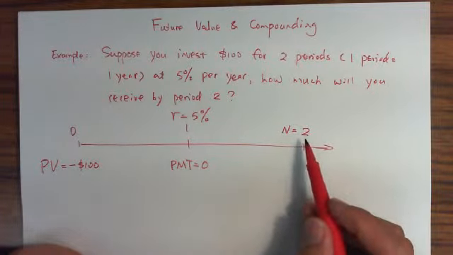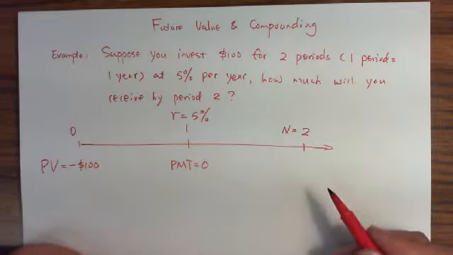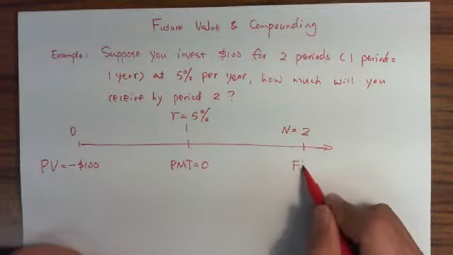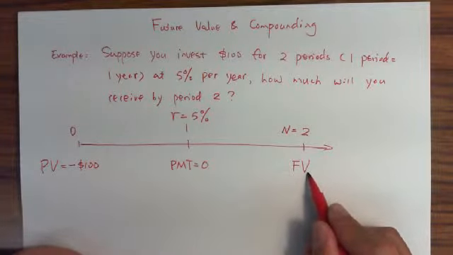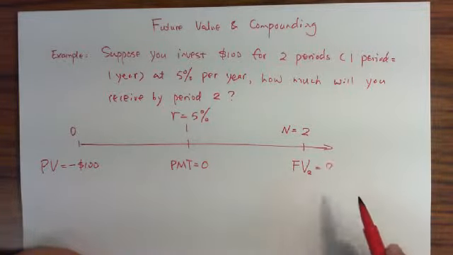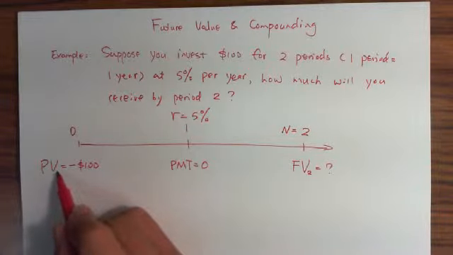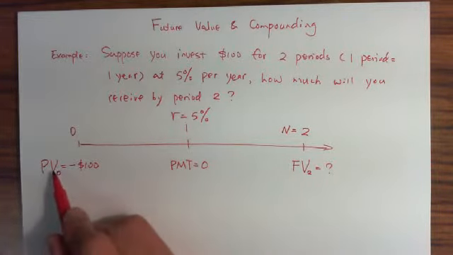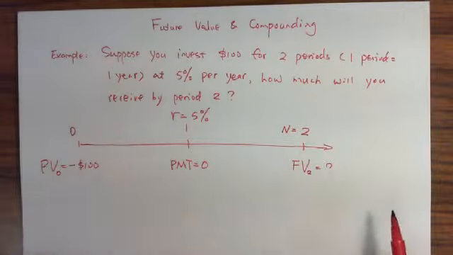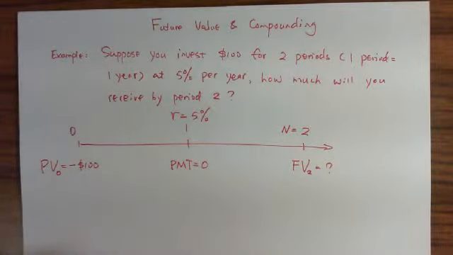So we have 4 elements given here. The only thing we don't know is the ending balance, how much we can get at the end. So the future value, I will put a 2 here. That's the ending balance at the end of the second period. So this is going to be a question mark. I will put a 0 here. So that is the beginning balance today. So PV0 equals negative $100. Now we want to find the future value.